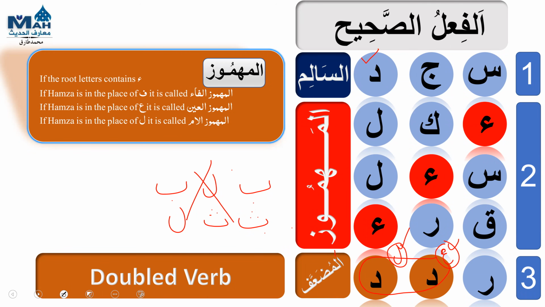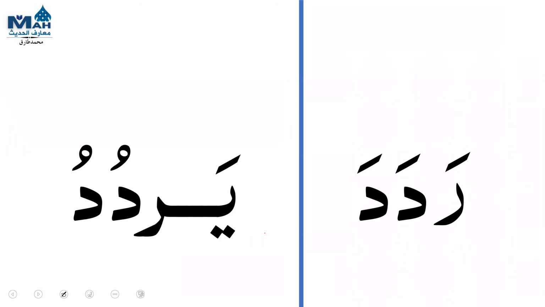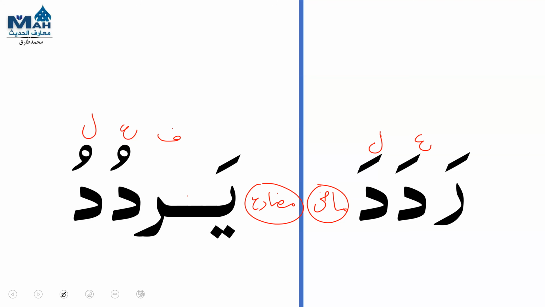So this is very interesting. We'll see what is happening. We have ra, dal, dal, and this is madi: radada. Yardudu is mudare. We'll study now what we have to do. In radada, this is fa, ayn, lam. And yardudu, what is fa, ayn, lam? Can you tell me? Ra is fa, dal is ayn, and the other dal is lam. Very good. Excellent.